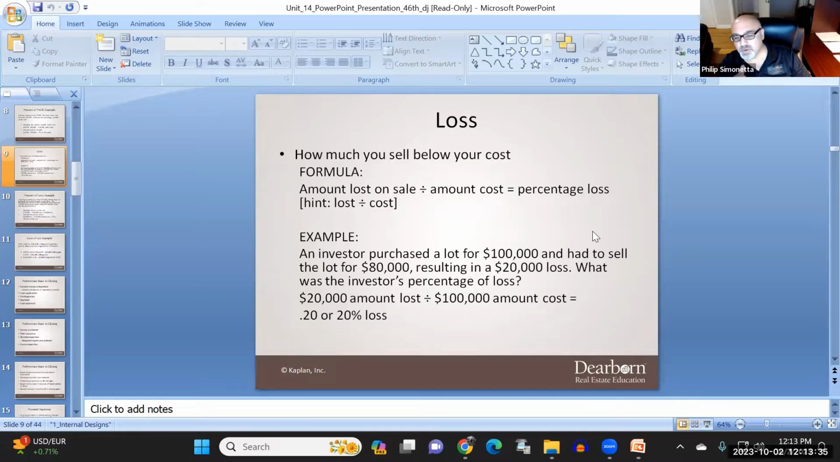So an investor purchased a lot for $100,000 and had to sell the lot for $80,000, resulting in a $20,000 loss. What was the investor's percentage of loss? $20,000, the amount of the loss, divided by 100,000, the amount of the cost, is 20%. A 20% loss, right?